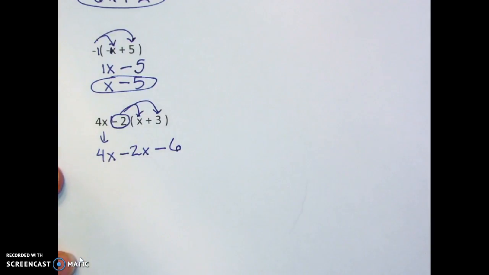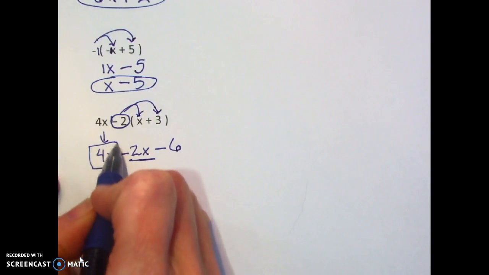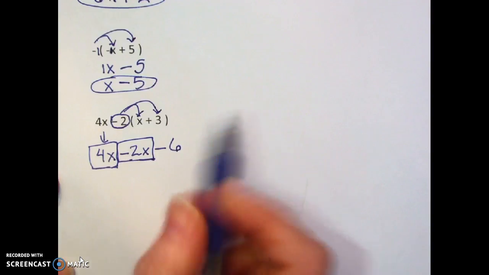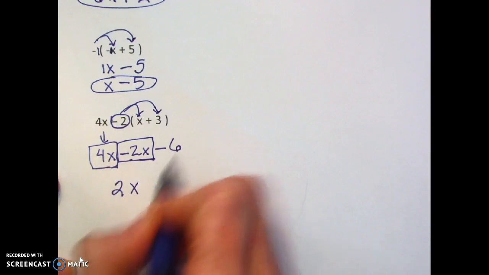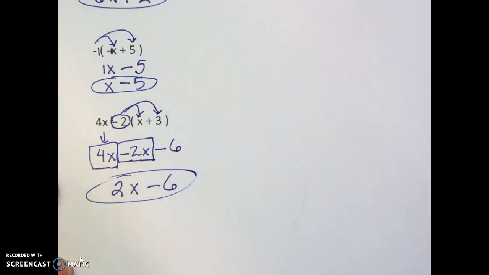Now, we think we're done because we distributed. What else can we do here? If we look at it, we see these are like terms. Positive 4x and negative 2x are like terms. So 4 and negative 2 adds up to 2x. And we still are going to carry our negative 6 down. That's the final answer to that problem. So make sure once you distribute, if you have other terms there, check and see if they're like terms and add them together if they are.